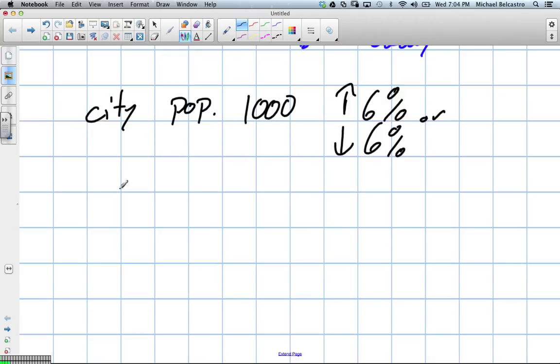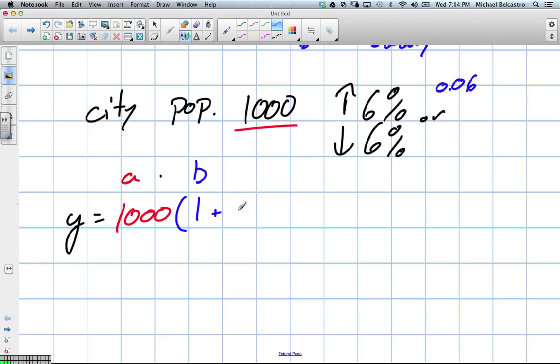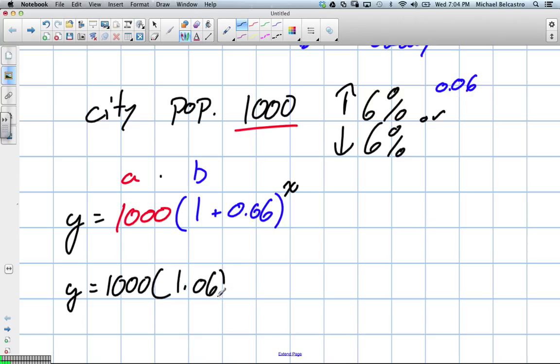Okay? So we're going to have y is equal to, a is our initial value, which is our original population. So 1,000 times b. Well, b is 1 if it's growing, plus our 6% as a decimal, which is 0.06. You need the years for the power. Exactly. And we're going to figure out what a population would be in a certain amount of years. But here's our equation. So when we simplify it, y is equal to 1,000 times 1.06 to the power of x. And that's a growth formula.